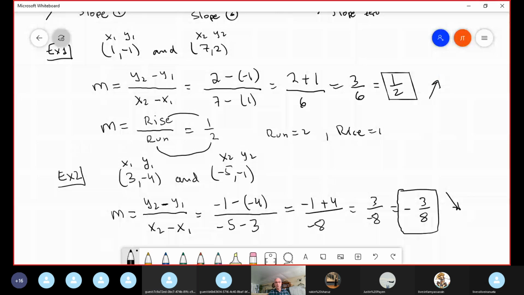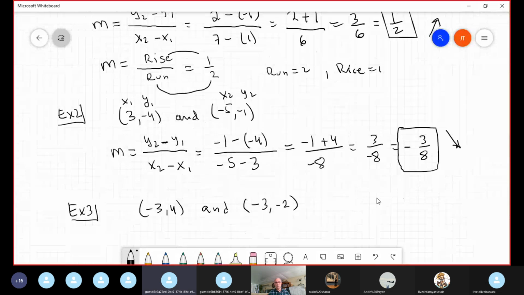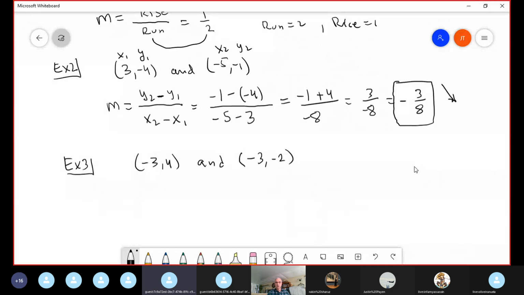The question is compute the slope. Compute the slope. The question says compute a slope. And what is the formula for the slope? Slope, M, is equal to y2 minus y1 over x2 minus x1.